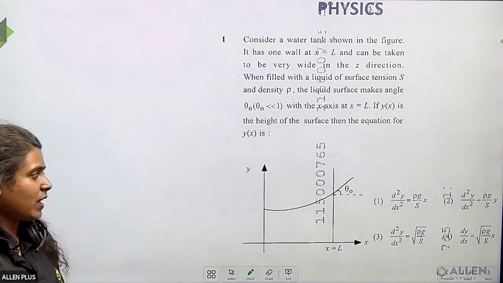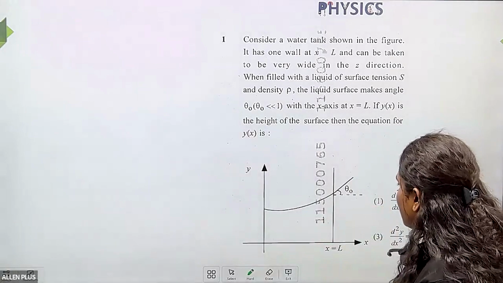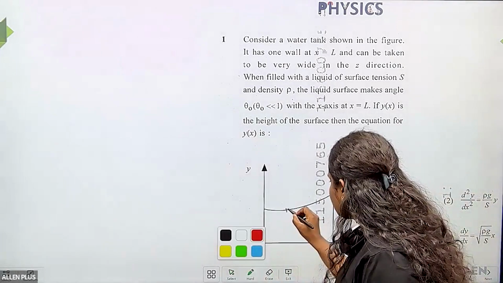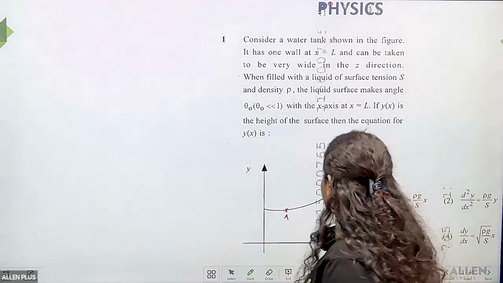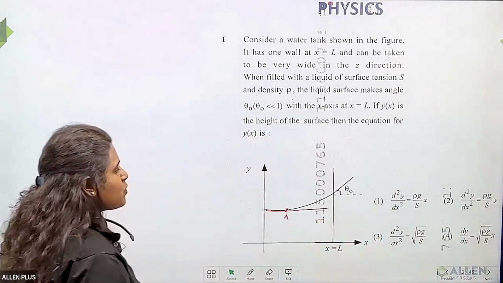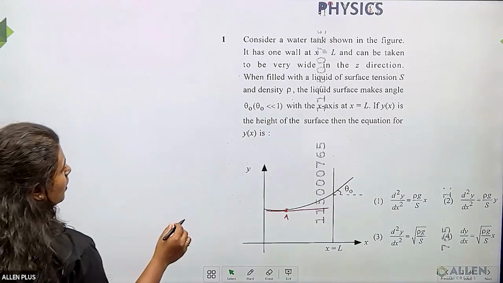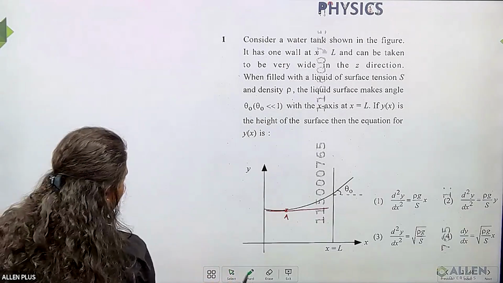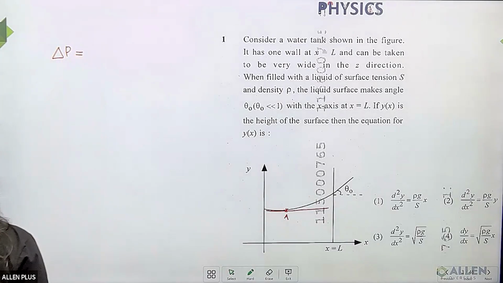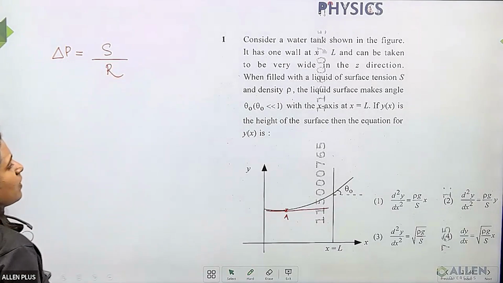So here, as shown in the diagram, you can see the curvature formed here. At a particular point A, if you try drawing a slope, the value of the slope would turn out to be very much smaller. So what is the actual equation which relates the pressure difference with respect to the radius of curvature? The pressure difference is given by S, the surface tension, divided by the radius of curvature.